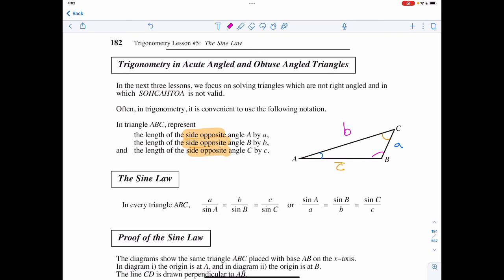Now, this is on your formula sheet. In every triangle, whether it's a right angle triangle or not, the ratio between the sine of the angle and the side length opposite, or its reciprocal, will be the same for every single angle and side length that exists in here. If I took side length A divided by sine A, it's the exact same as side length C divided by sine C, side length B divided by sine B, or its reciprocals.